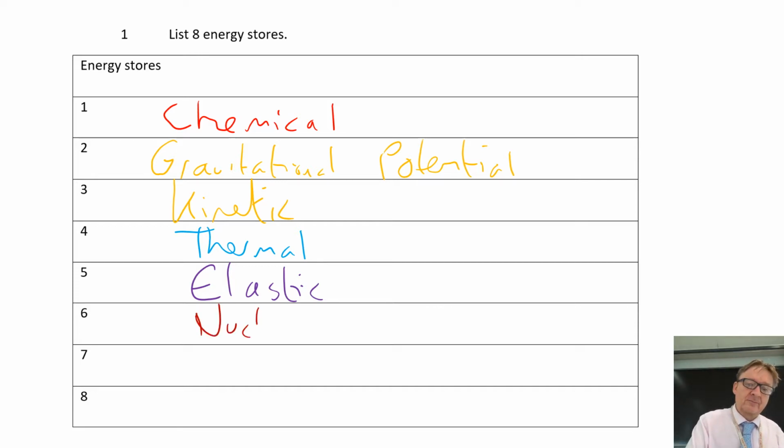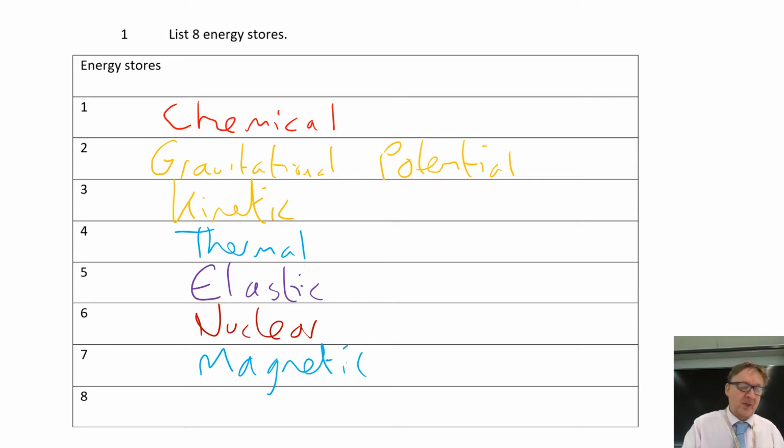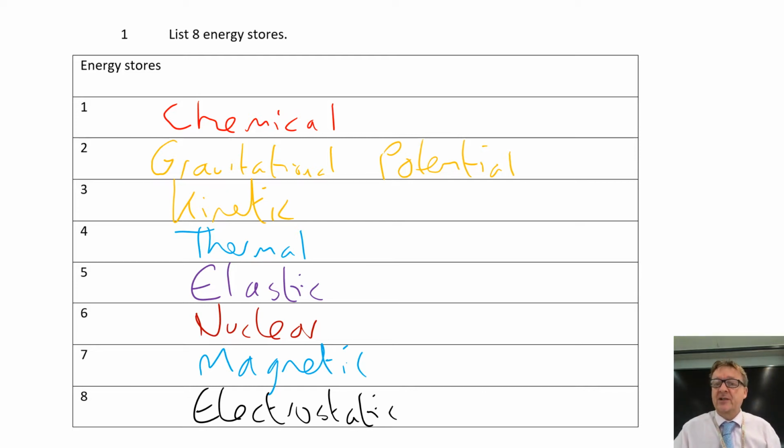Nuclear, magnetic, and then the final one is electrostatic. Electrostatic is when you build up static electricity, something like a shopping trolley or in a car or on the Van de Graaff machine. So those are the 8 energy stores. This is how energy can actually be stored in something.